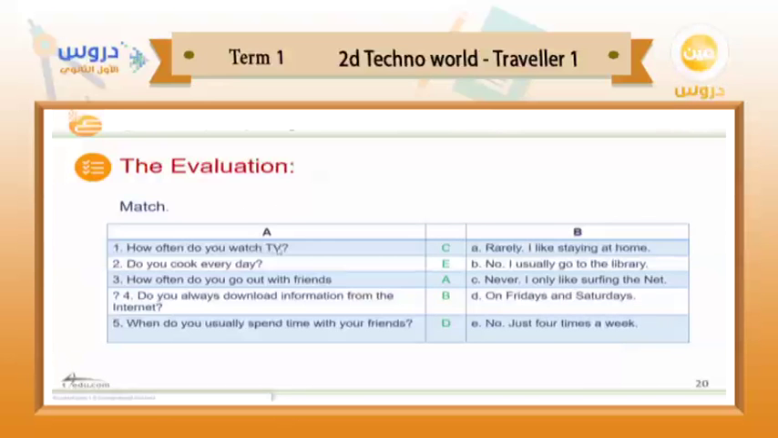Okay. How often do you watch TV? The answer is C. Never. I only like surfing the net. 2. Do you cook every day? E. No, just 4 times a week. 3. How often do you go out with friends? Rarely. I like staying at home. 4. Do you always download information from the internet? No, I usually go to the library. And 5. When do you usually spend time with your friends? D. On Fridays and Saturdays.